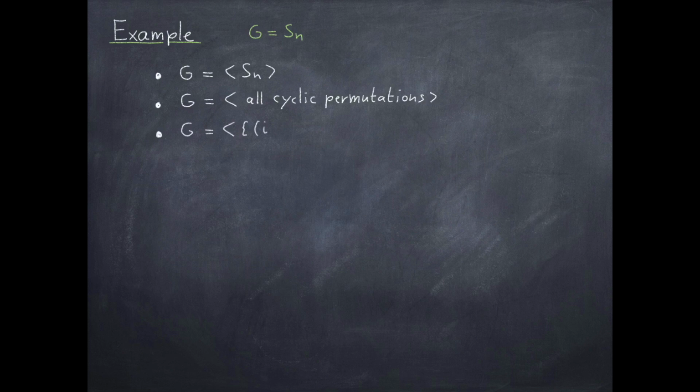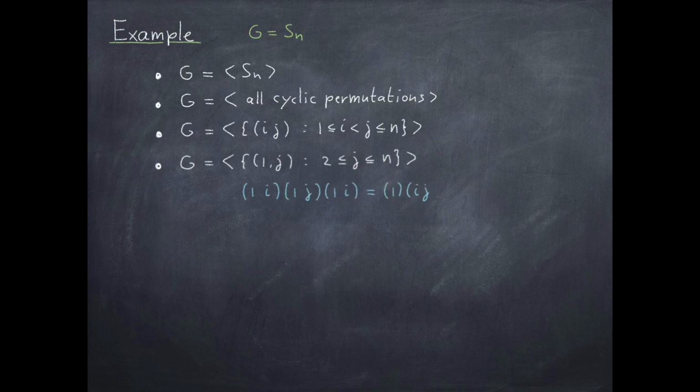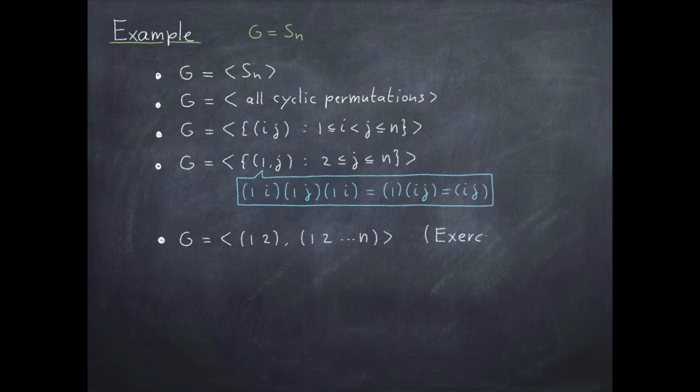In fact, we don't need all cyclic permutations. We've seen that any permutation can be written as a product of transpositions. So the set of all transpositions is also a generating set for Sn. In fact, we can already use a small subset of all transpositions to get a generating set for the whole symmetric group. In exercise 5.1, you will see that the symmetric group can in fact be generated using only two elements, one transposition and one n-cycle.